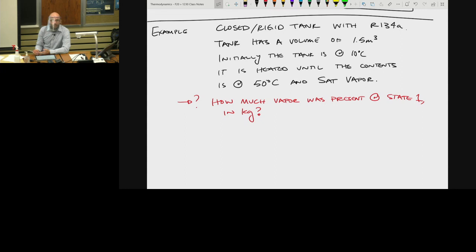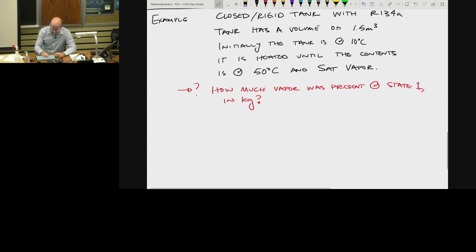The first thing I'm going to do is draw a picture. In this case, it's just a simple box. I'm going to draw a box here. It's going to be a rigid tank. I'm going to put R134a in it so I don't get confused and think I'm dealing with water or something. And I'm going to say the volume here is equal to 1.5 meters cubed.